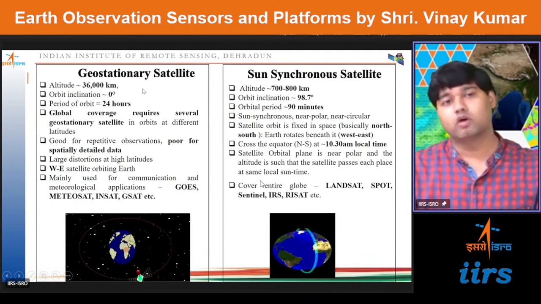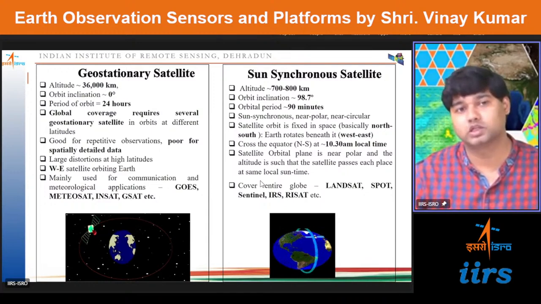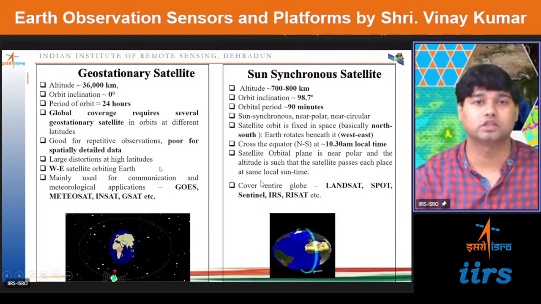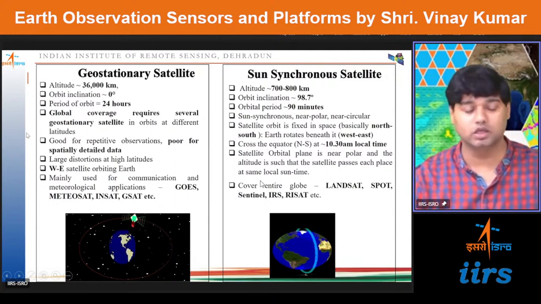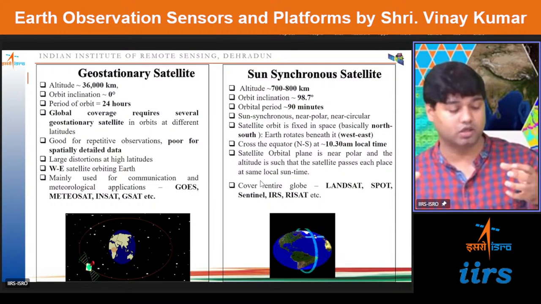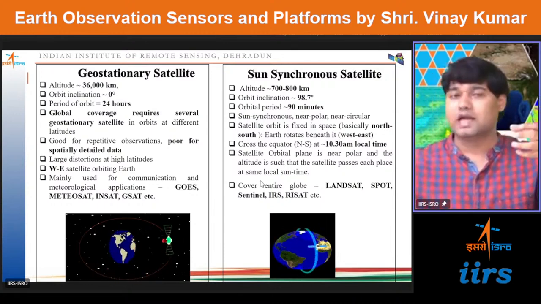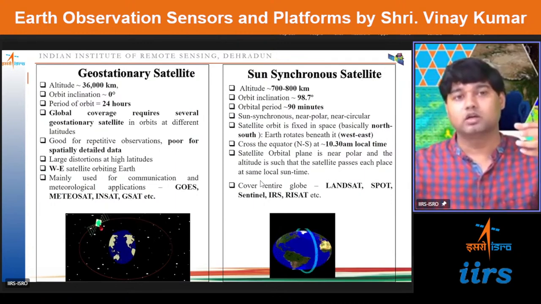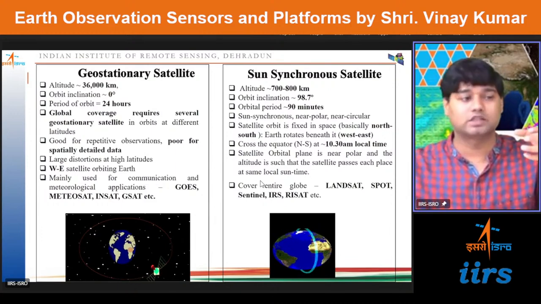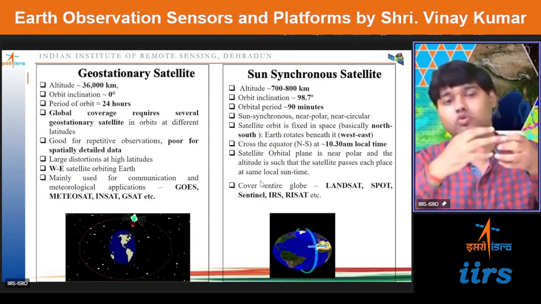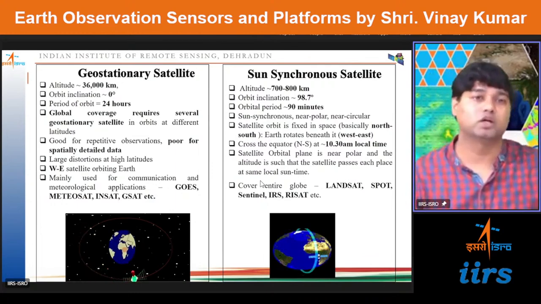So on the basis of orbit, your satellites are categorized mostly into two major categories: geostationary and sun synchronous. So geostationary, why is it called geostationary? Because it appears stationary with respect to your Earth surface. Like this is your Earth. The satellite is at such a position that whenever the Earth is rotating, it is moving with such speed that it is always going to continuously look the same way. It appears to be stationary with respect to your Earth surface.